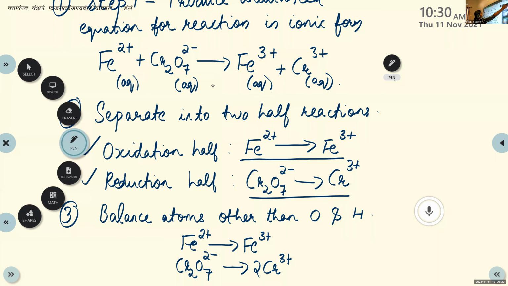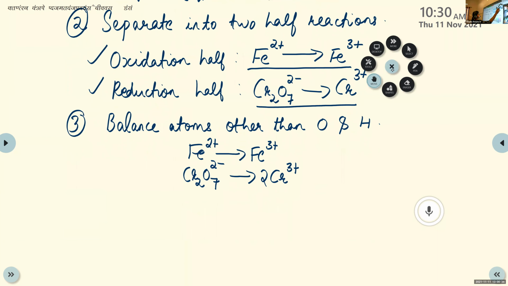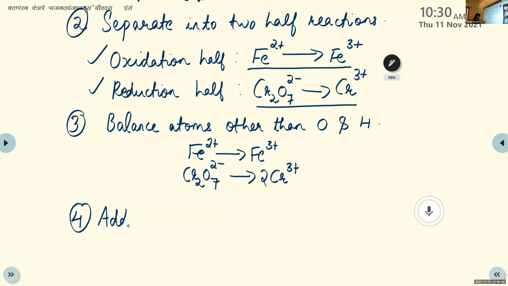Then the next step, the fourth step: add H2O. Add H2O to balance oxygen atoms. In the previous method, this was the last step. Do you remember that one? In the previous method, we added H2O in the last step, right? But here it is the fourth step.